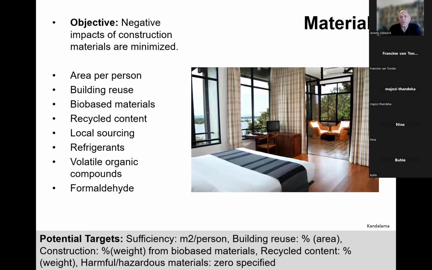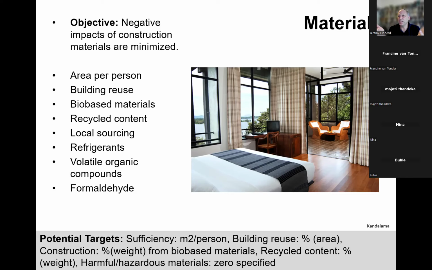Materials. So you want to minimize impacts of construction materials. And this starts with just the size of your building. So if you've got a huge building with one person in it, you're going to consume a lot of resources to build that building. So meter squared per person is important, and you need to define what a sufficiency target is. Ideally, you reuse existing buildings, you reuse materials from demolition. And so you've got large amounts of recycled content within your steel, within your blockwork, etc.